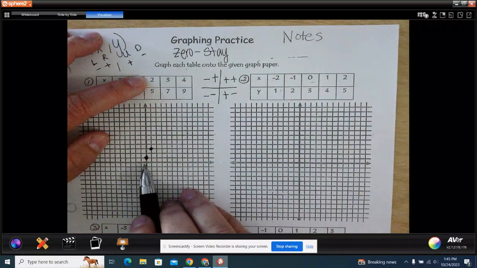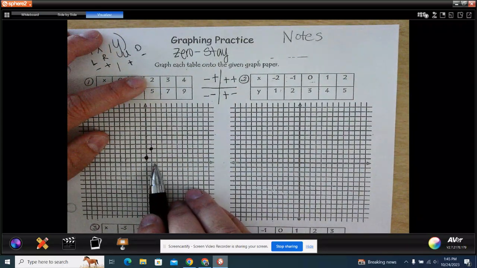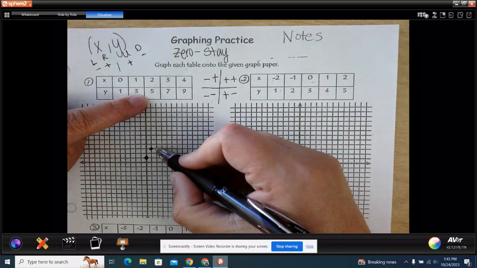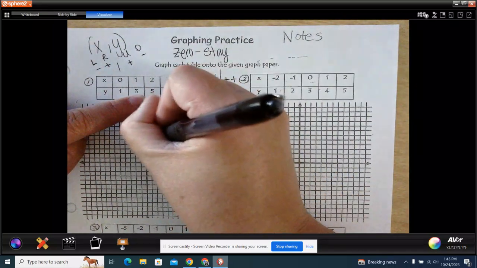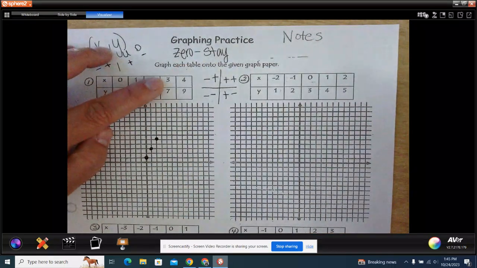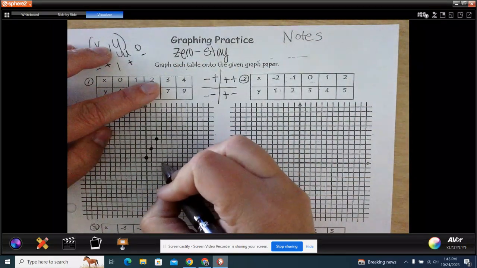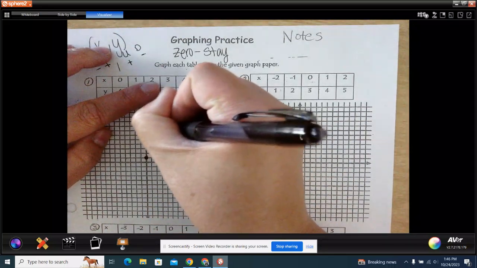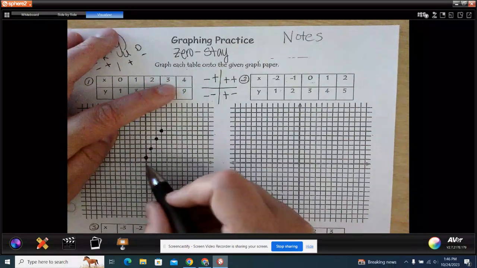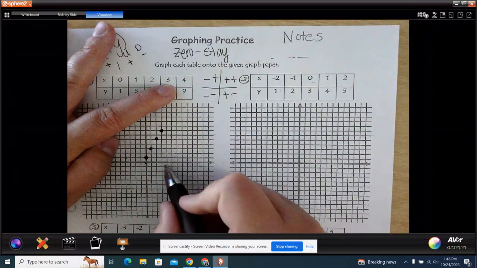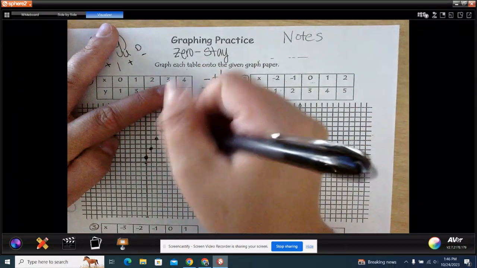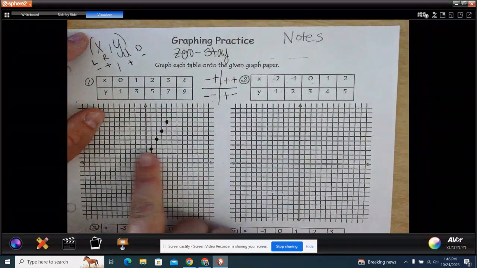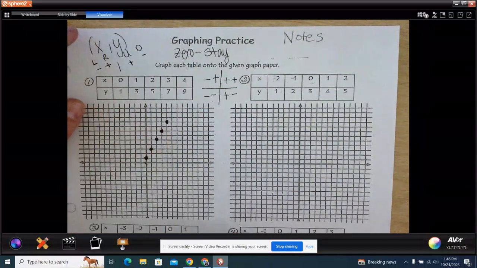(2, 5). So again, start at the origin, go to the right 2 spaces, and then we'll go up 5 spaces because the 5 is positive. 1, 2, 3, 4, 5. (3, 7). To the right 3 spaces, and then up 7 spaces. (4, 9). Start at the origin again, go to the right 4 spaces, and then we're going to go up 9 spaces. So everything was positive, so we went to the right and went up.